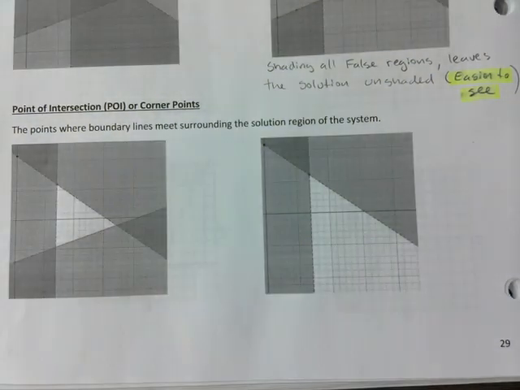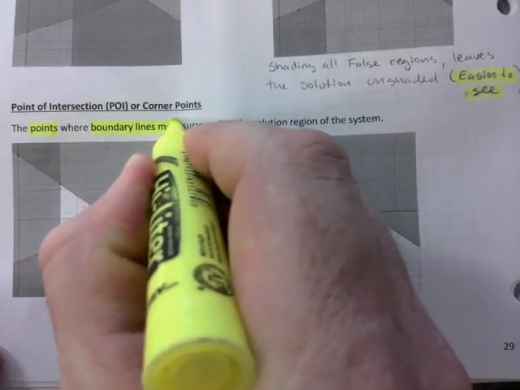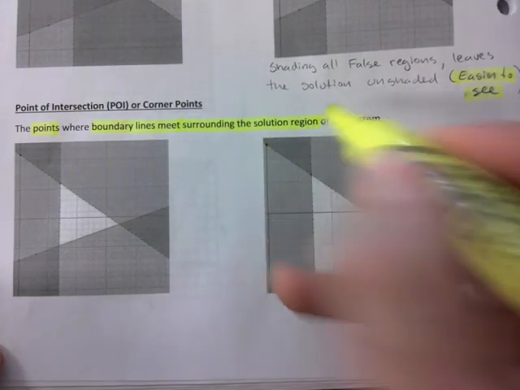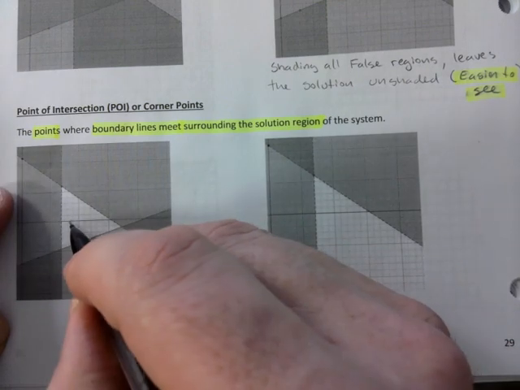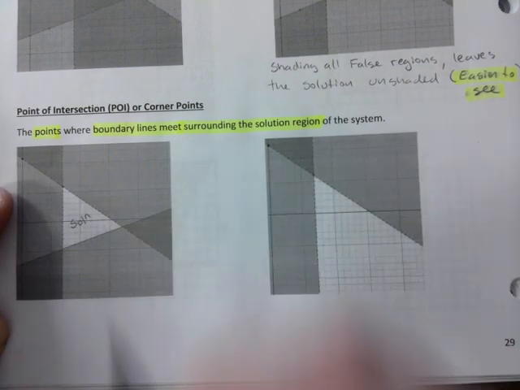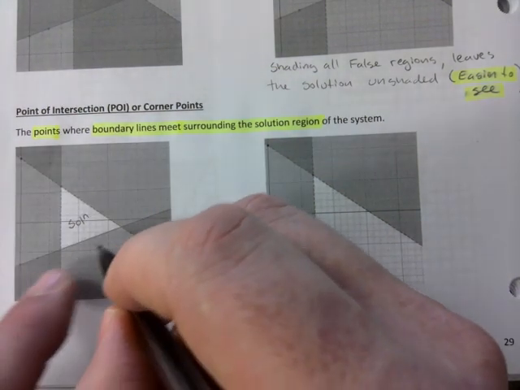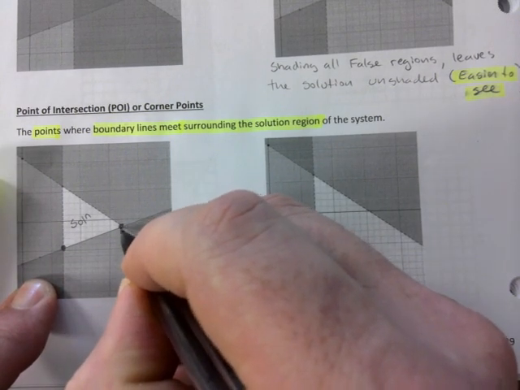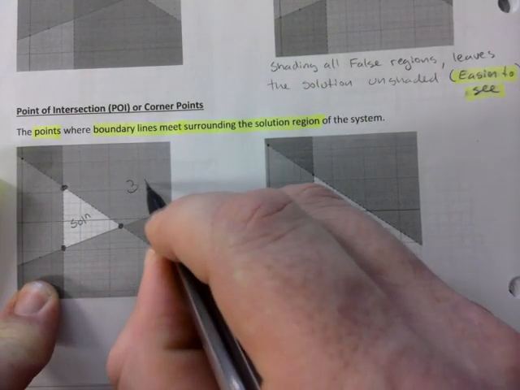I will say I want to highlight this. The points where boundary lines meet and surround the solution region of the system. So in this particular case, this is my solution. You can just go SLN like that, SOLN solution. In this case, you have 1, 2, 3 points of intersections, 3 POIs.